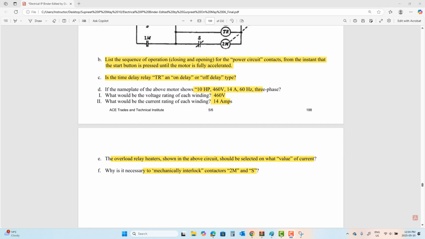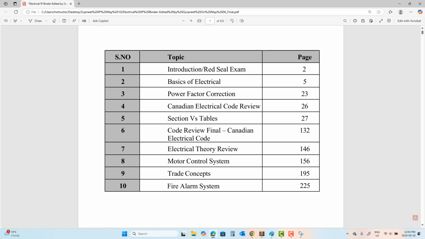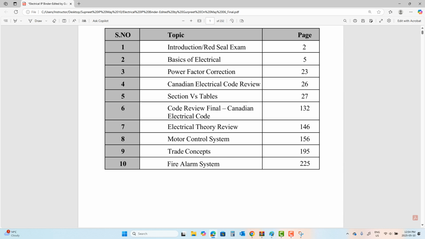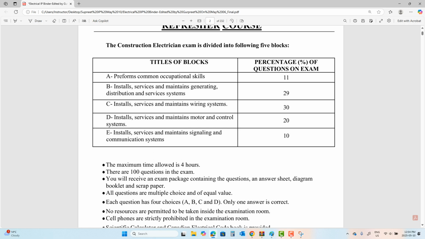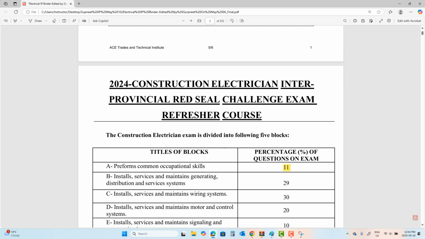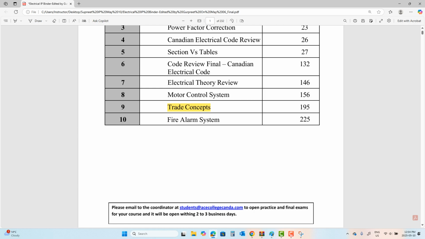So after motor control, the only topic I want to point out is, if you go back to your binder, the first page, guys, do you see something called trade concepts? Trade concepts means trade knowledge. On trade knowledge, you get 11 questions in the exam. Where are those 11 questions mentioned? Right here. Block A has 11 questions. Let's review where we are at with the trade knowledge concept. So, get to page 195 of your binder.